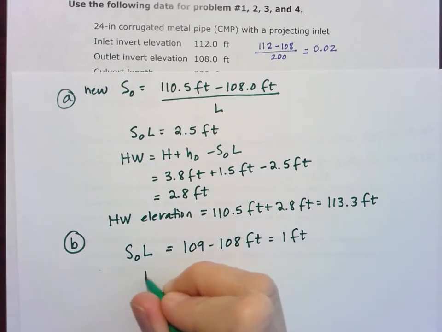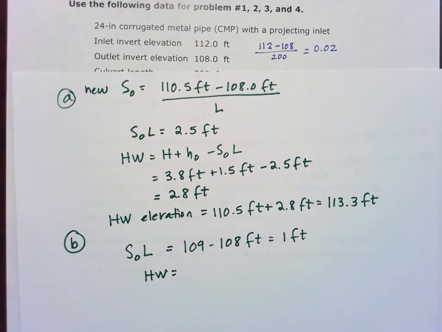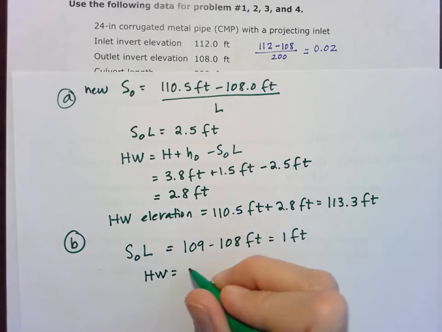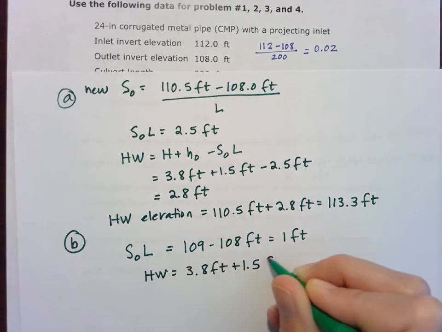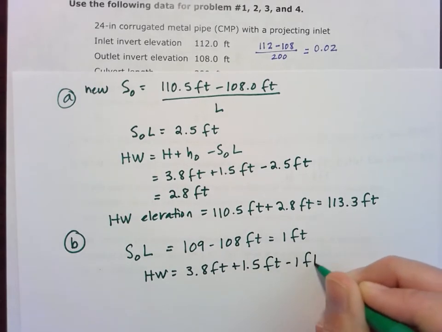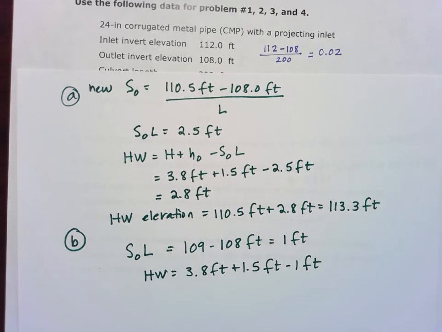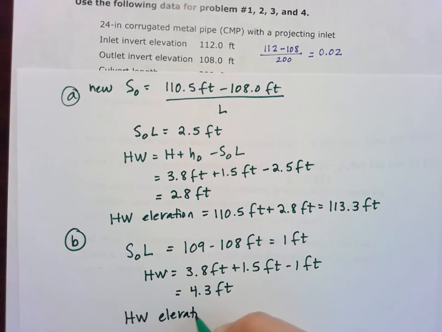And so for my HW here, I'm going to have my 3.8 again, plus my 1.5, but this time I'm subtracting 1 from it instead of 2.5. So that gets me a new headwater of 4.3 feet.